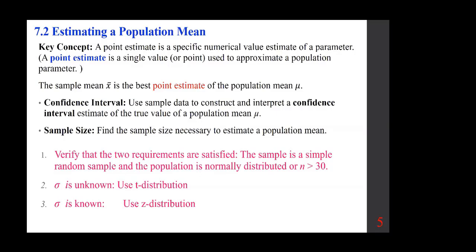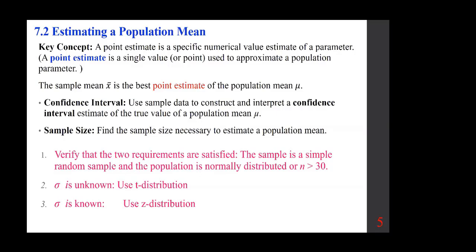If sigma is unknown, use the T distribution. If sigma is known, use the Z distribution. We deal with a case like this as far as the mean is concerned: either sigma is given or not. By the way, most of the time, sigma is really not known. I want you to know that.